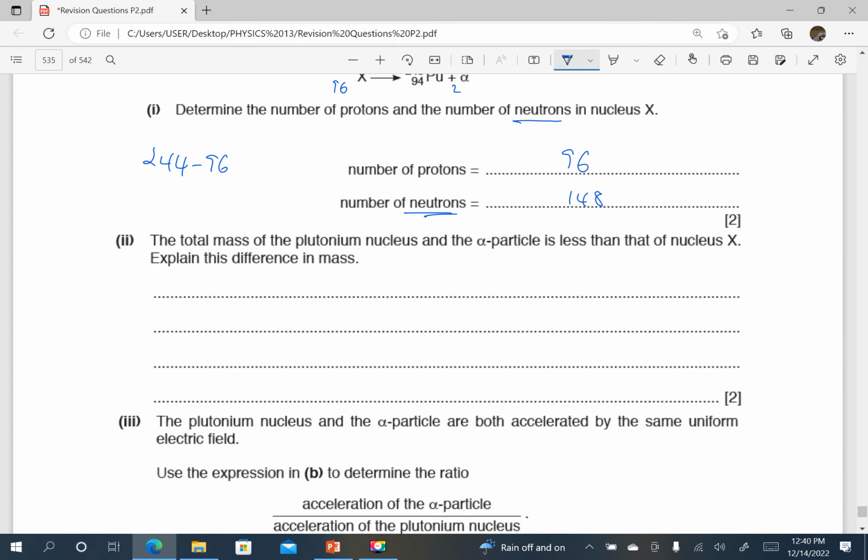The total mass of plutonium nucleus and the alpha particle is less than that of the nucleus X. Explain this difference in mass. What does the difference in mass imply? Of course, the difference in mass implies that mass energy is going to be conserved, because the difference in mass is going to be seen as the energy released in form of gamma radiations or kinetic energy, so that mass energy is always conserved. So the question wants us to explain this difference in mass. There is a difference in mass because mass energy is always conserved.